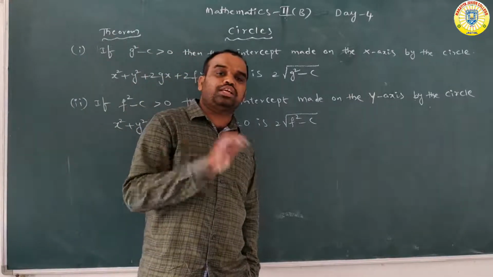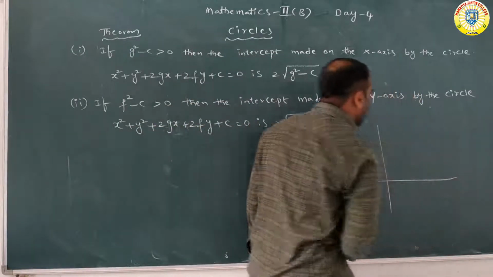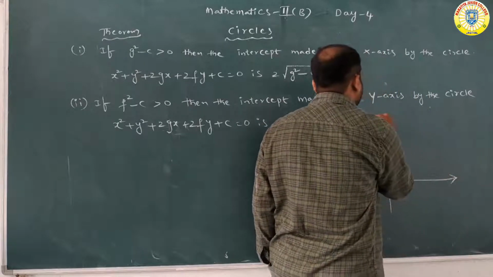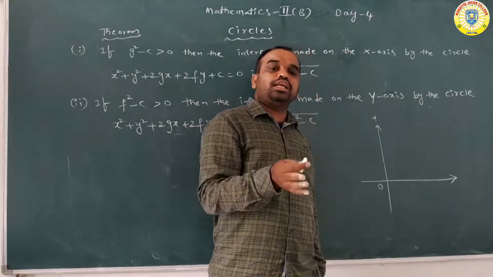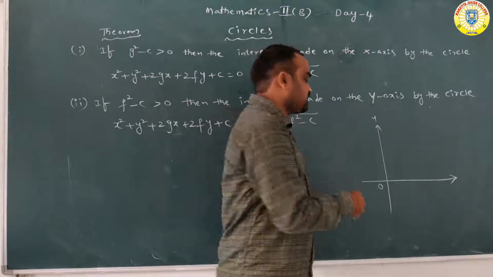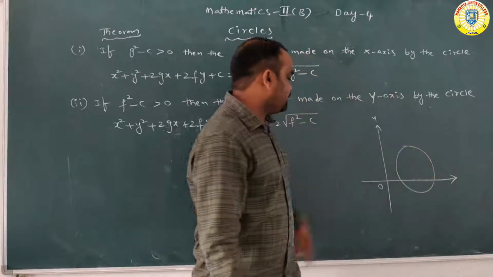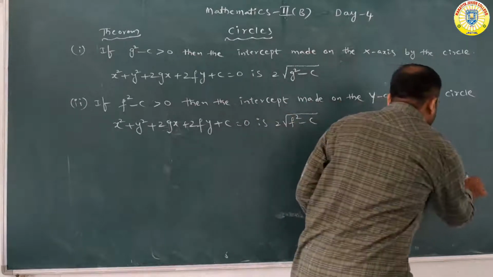What is the intercept? The concept we are discussing first. See here, this is the coordinate system. This is the origin, and this is the x-axis. Suppose the circle intersects the x-axis like this. The circle intercepted which axis? The x-axis.